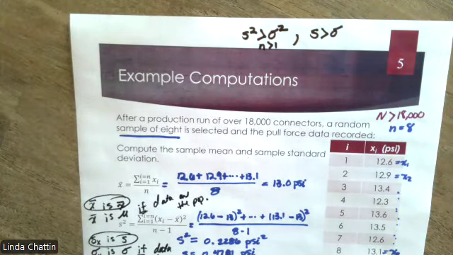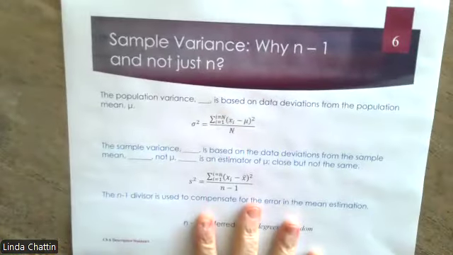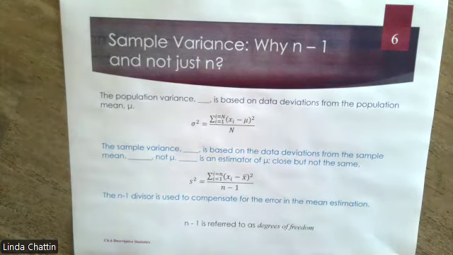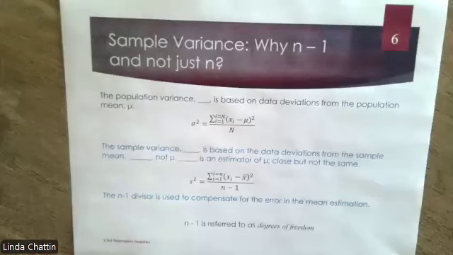Okay, so now, why is it that when we're computing the sample variance we divide by n minus 1 and not just n? It's actually an explanation that is difficult to give you right now because it's beyond the scope of the course. So let me just point out the differences and give you a general sense of why that is.